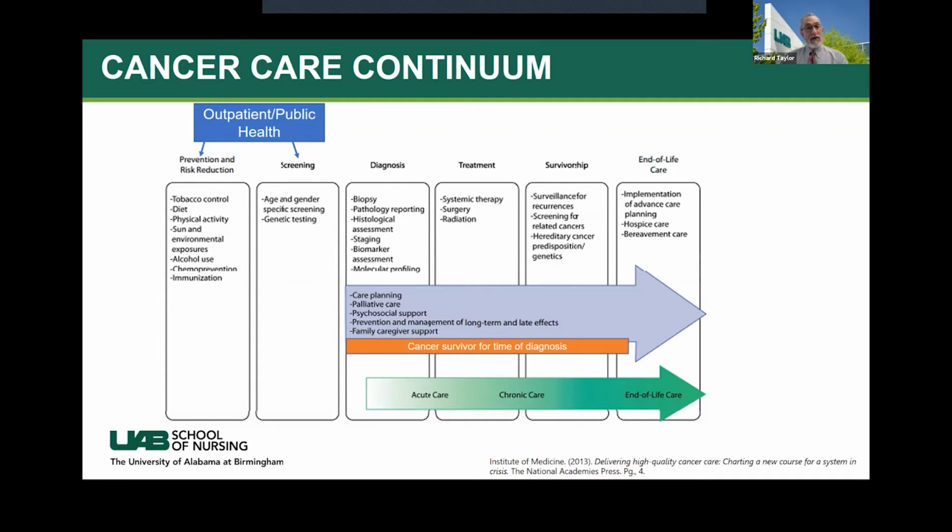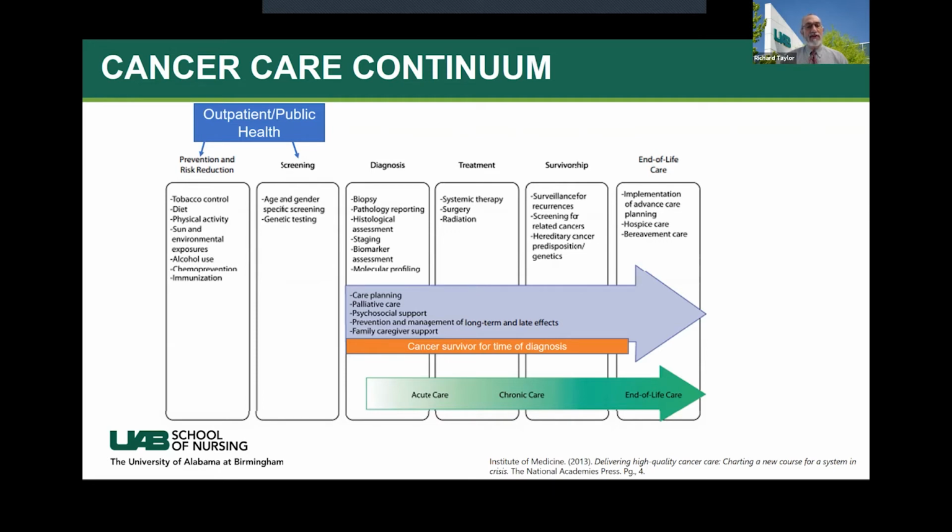And discussion or involvement of palliative care early is really the gold standard now. When the patient is diagnosed with cancer, palliative care should be involved early. Psychosocial support throughout this whole continuum, but particularly important at certain phases, obviously the diagnosis, when that is really intense and emotional, not only for the patient, but for the caregiver.